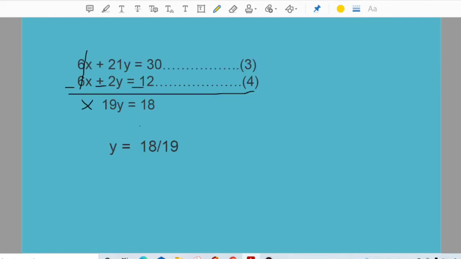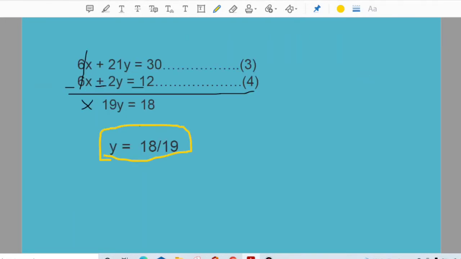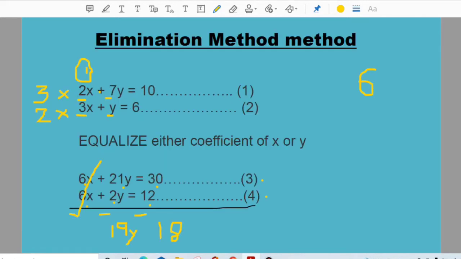Okay, see, 19y equals 18, and the value of y is 18 by 9. We have easily calculated the value of y. Now in order to find the value of x, you can easily put the value of y in either of this equation, either in equation 1 or in equation 2. Easily we can put the value of y and extract the value of x.